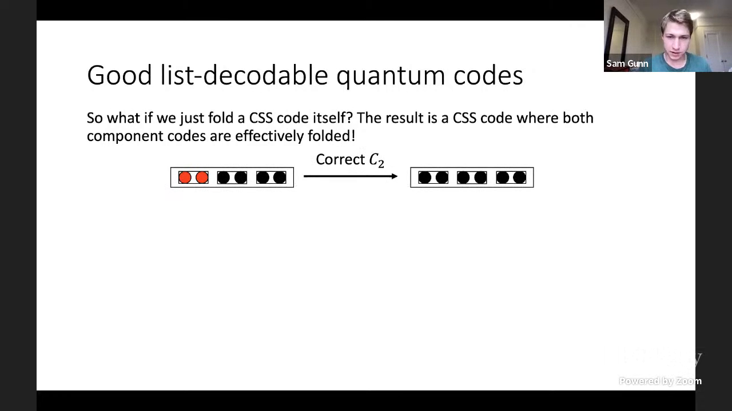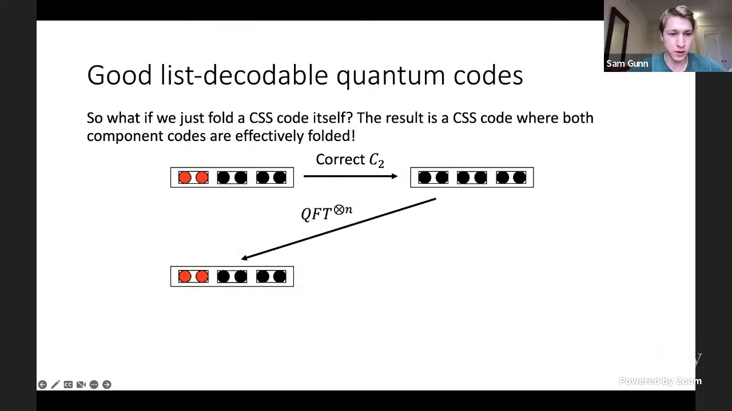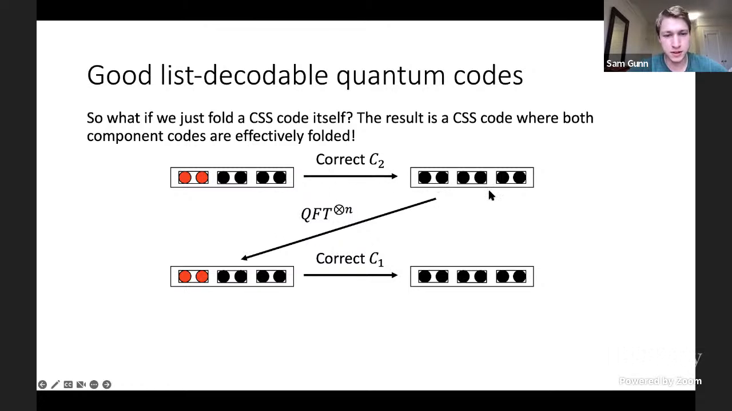Okay, so I have a little graphic to try to illustrate this. Say you have this folded code word, and say errors happen on this first block here. First remember the correction algorithm for a CSS code is to first correct errors in the standard basis. So we're going to get rid of these errors here. And then we apply the QFT, and then the phase errors show up in the standard basis. So now we can see that maybe there's errors here again. And now we're just going to correct C2 in the same way. So notice that in both the correcting C1 and the correcting C2 phases, what we were looking at was just like a folded classical code in the standard basis. So in other words, from the perspective of these two corrections, we had folded codes.